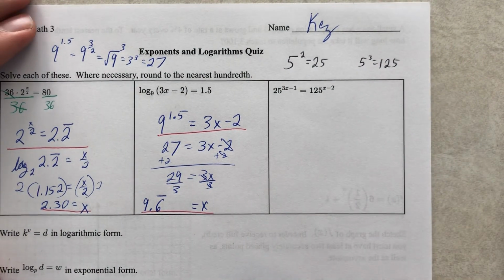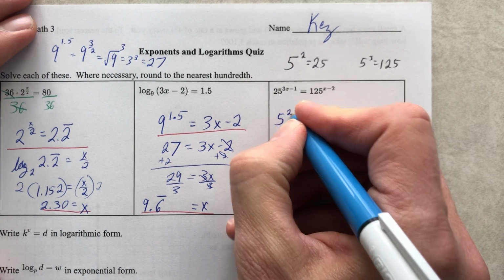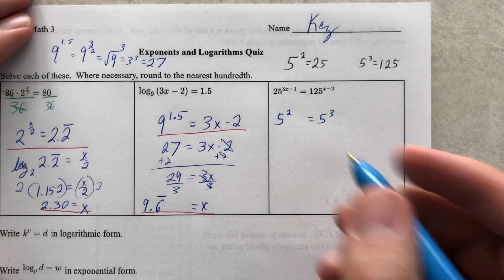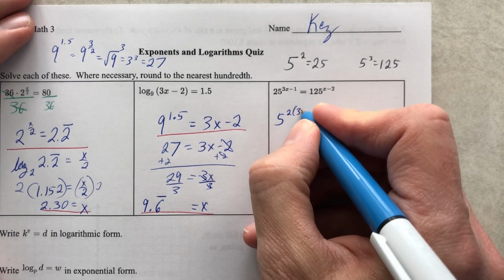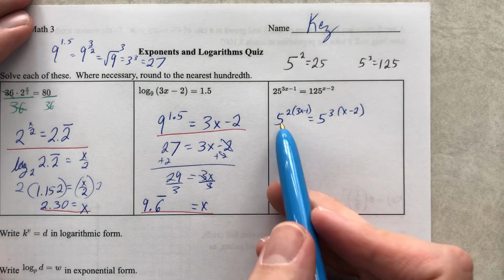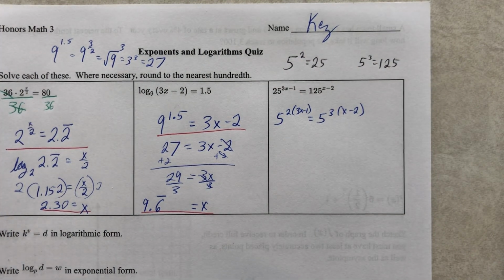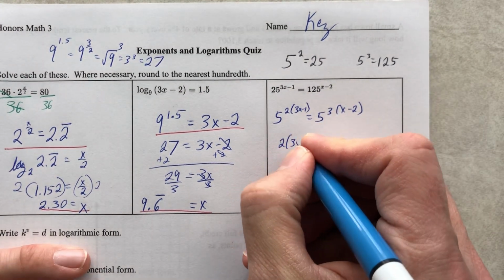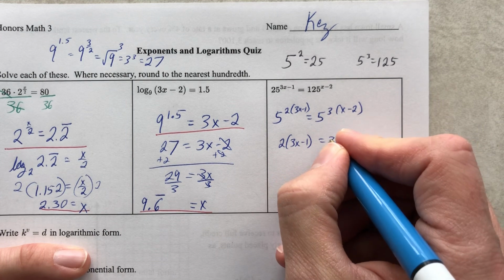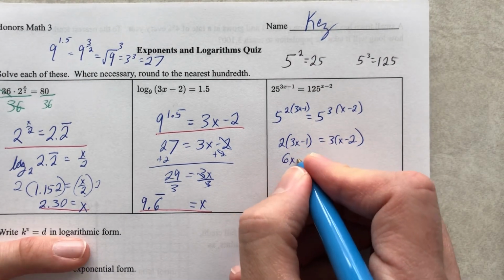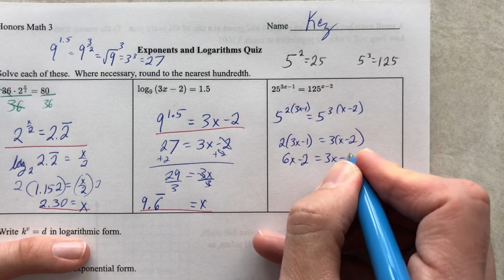These are more common. So 5 squared equals 5 cubed. Clearly not a true statement. We've left off our exponents. We still have 3x minus 1 here, and we have x minus 2 here. Because these bases are the same, there's a big, long process we can go through to eradicate them. In the meantime, let's just skip that and go 2 times 3x minus 1 equals 3 times x minus 2. And then that leaves me with 6x minus 2, which equals 3x minus 6.